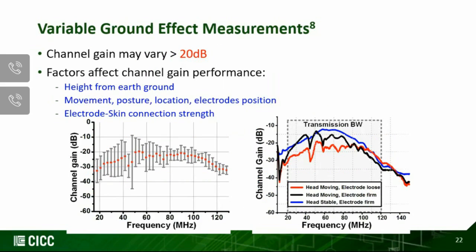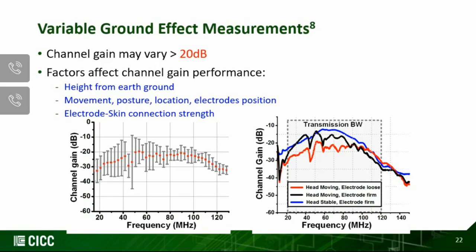In the previous slides, I said that one of the weaknesses of the capacitively coupled BCC is the variable return path ground. Here we measured how serious that was. We varied the postures and also movement in location, electrode position, as well as different subjects. We can see that the channel gain may vary up to 20 dB. In the worst cases, it may vary even further. That's not good news for the transceivers, so the transceiver has to compensate.